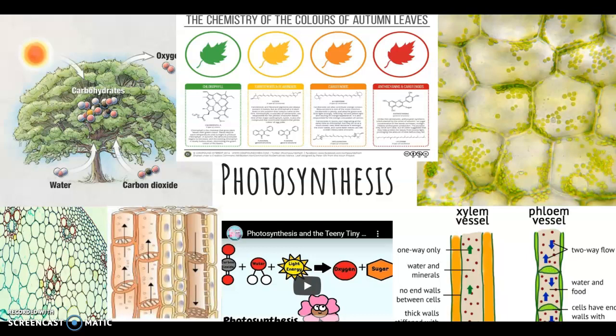A couple other pictures here to look at: the xylem and the phloem of a plant. The xylem is for carrying water from the roots up to the rest of the plant, and the phloem is for carrying the food. So that's a good way to remember which one's which. The phloem carries the products of photosynthesis to the rest of the plant.